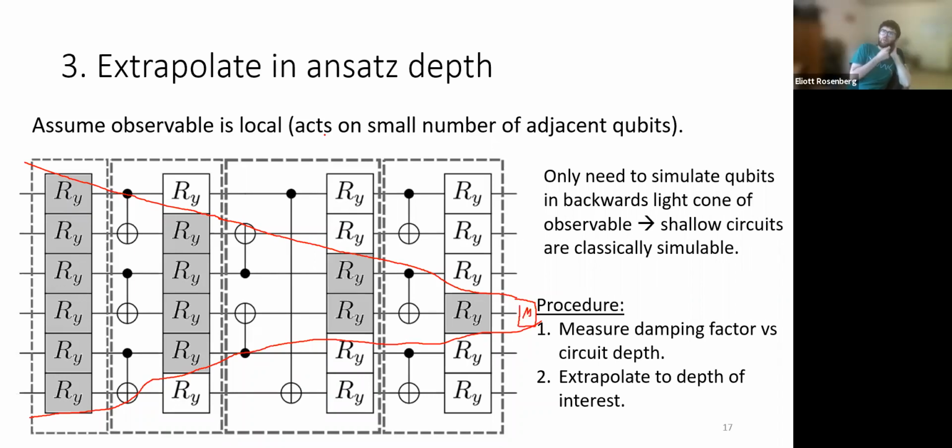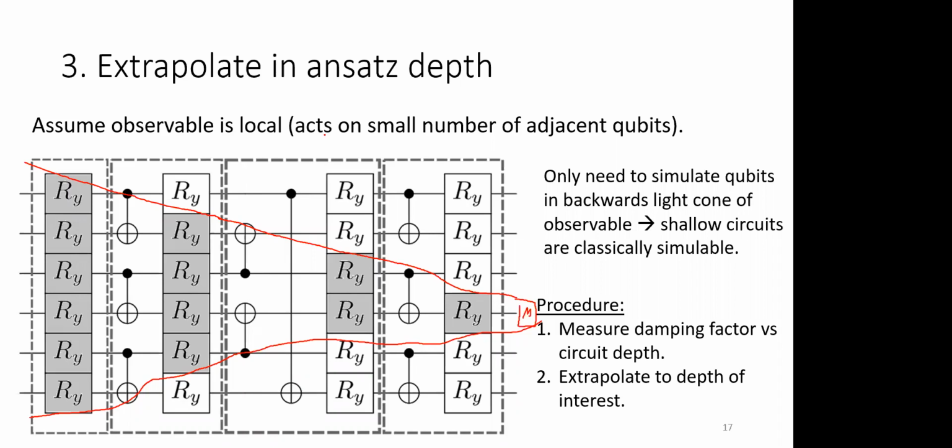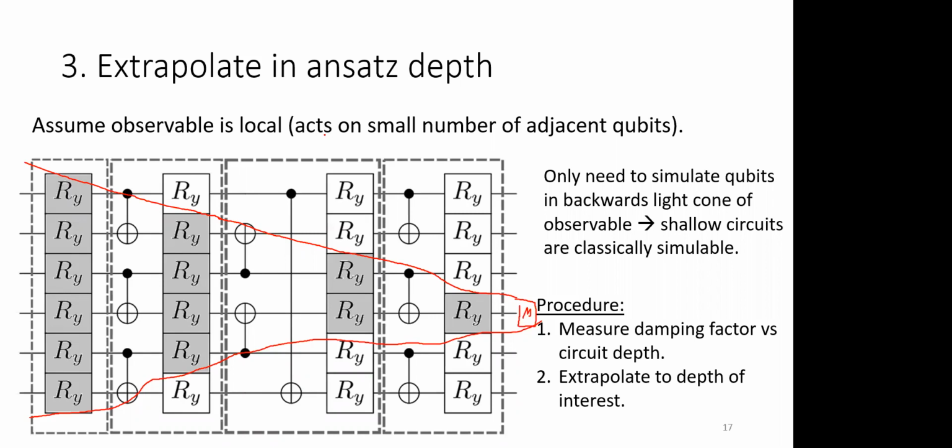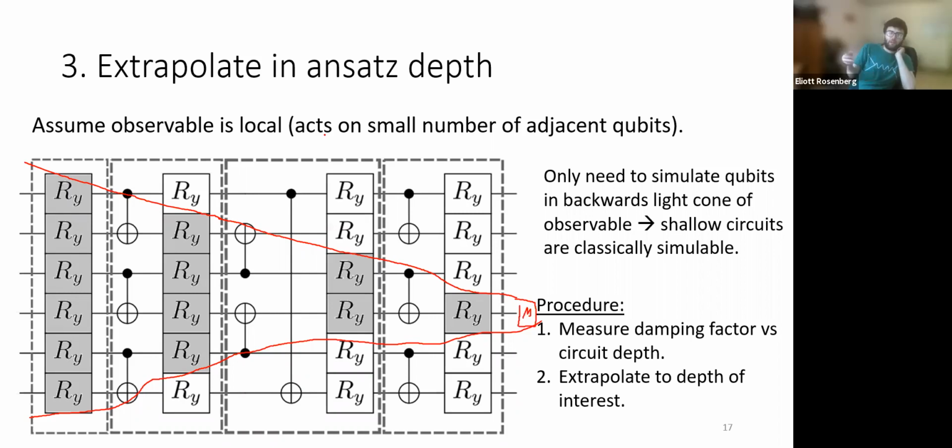Well, quite a bit of constraint, it seems, isn't it? Yeah. So when is this valid? When is this an okay thing to do? There are two criteria that need to be satisfied. One is that the observable is local, the thing that you're measuring. And the other is that the ansatz is local.